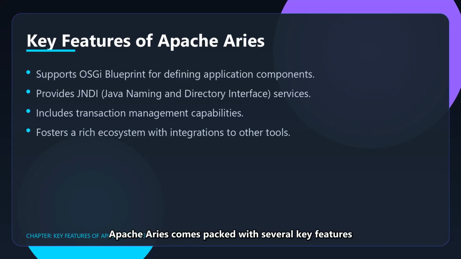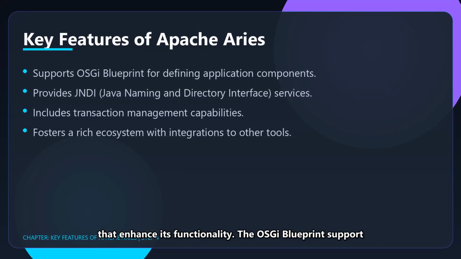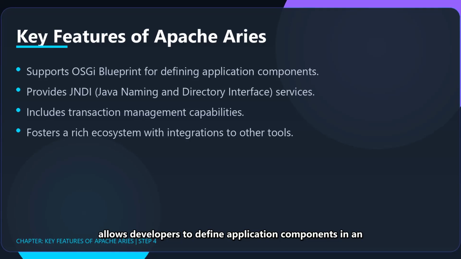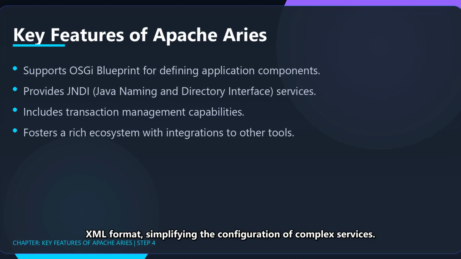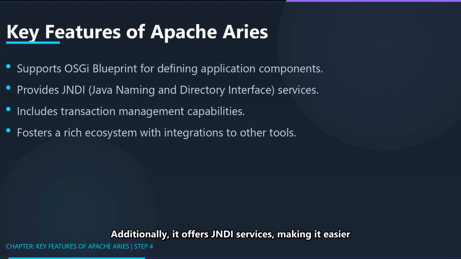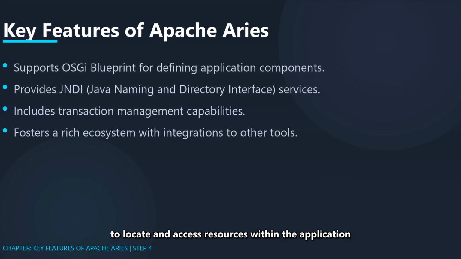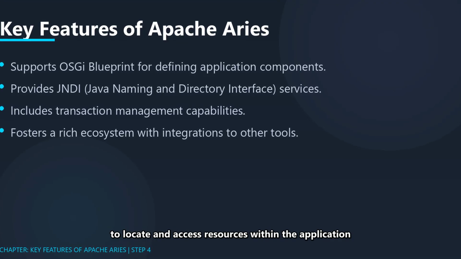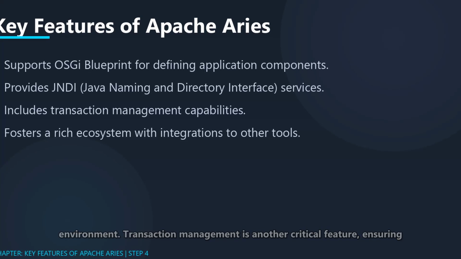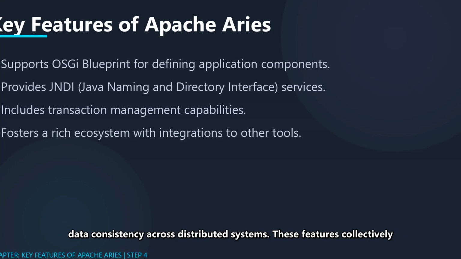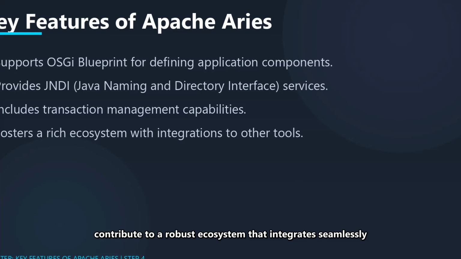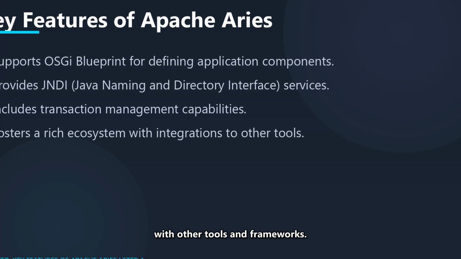Apache Aries comes packed with several key features that enhance its functionality. The OSGi blueprint support allows developers to define application components in an XML format, simplifying the configuration of complex services. Additionally, it offers JNDI services, making it easier to locate and access resources within the application environment. Transaction management is another critical feature, ensuring data consistency across distributed systems. These features collectively contribute to a robust ecosystem that integrates seamlessly with other tools and frameworks.